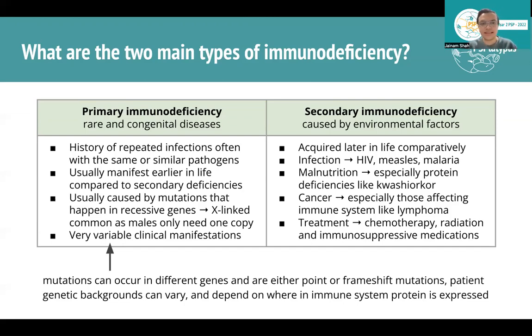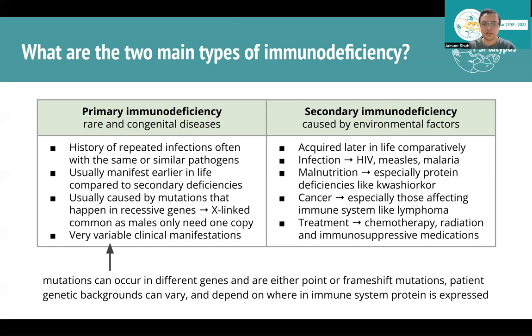So some of the key characteristics of a primary condition includes a history of repeated infections with the same or similar pathogens. So that sort of history can kind of point you towards this being more of a primary cause. Usually it manifests very early in life because most of the time it's a congenital disorder. And generally the mutations happen in recessive genes. So that's often why X-linked conditions are common in males, because you only need one copy for it to essentially occur. And the clinical manifestation can be very variable.